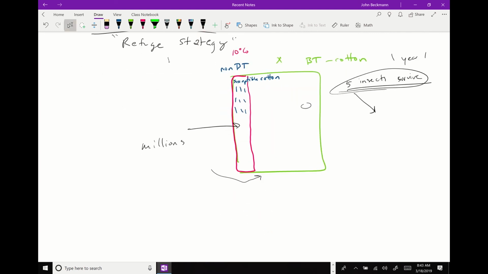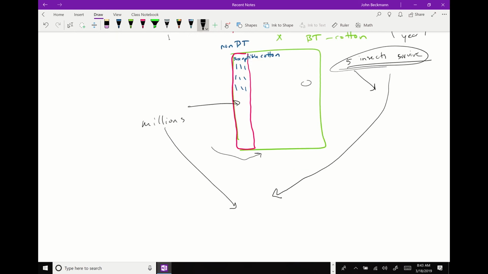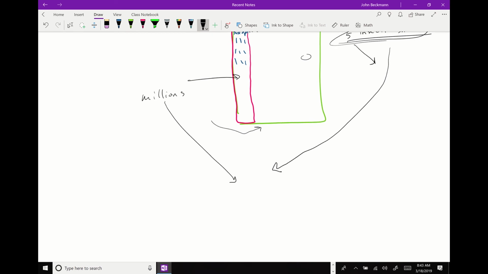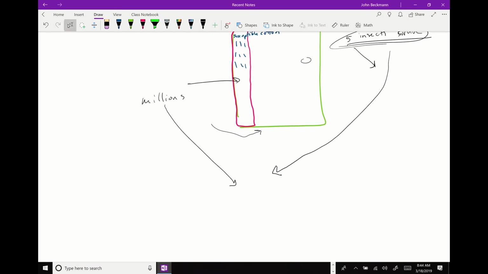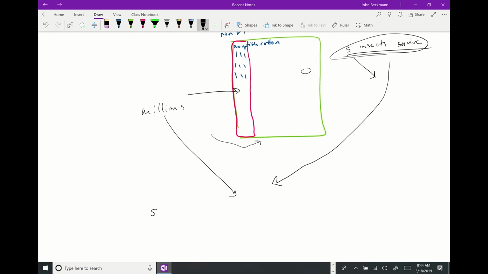And so then when they mate the next year, these millions reproduce, and some of these resistant ones will reproduce, but it's not going to be many, right? It's not going to be many. So the refuge strategy is a way to slow resistance from developing. You can slow resistance to Bt from developing for like 20 years. It's still going to happen, but you can slow it.